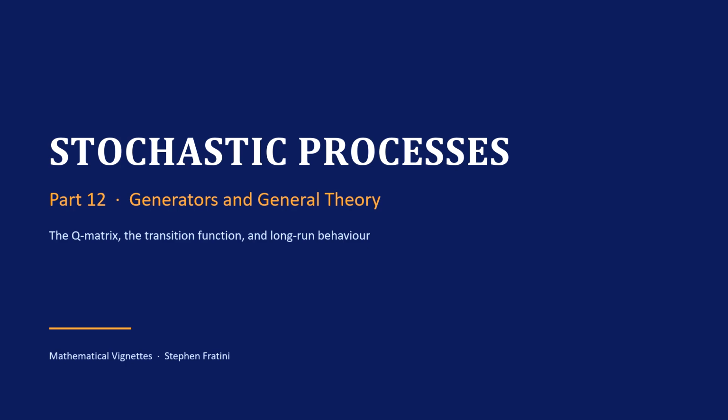Welcome to Lesson 12 in my series on stochastic processes. We've now seen several classes of continuous time chains, the Poisson process, birth and death processes, and queues. In this lesson, we return to the general theory that applies to all of them.